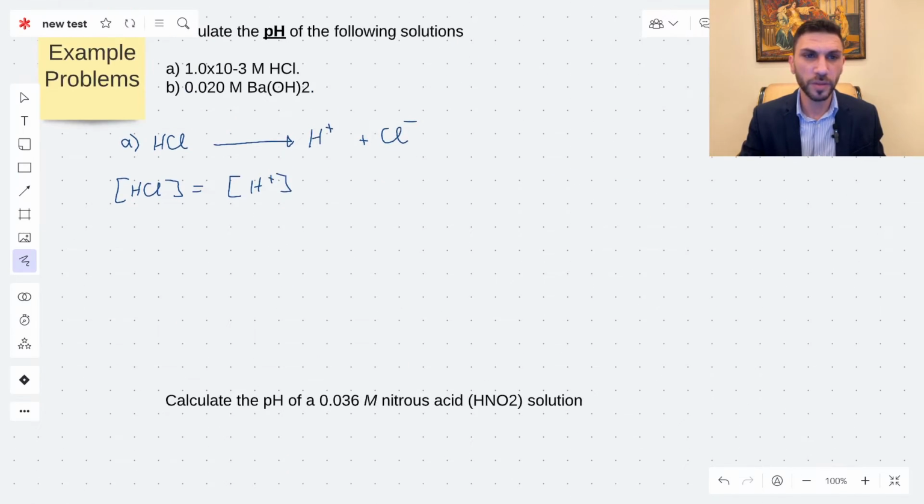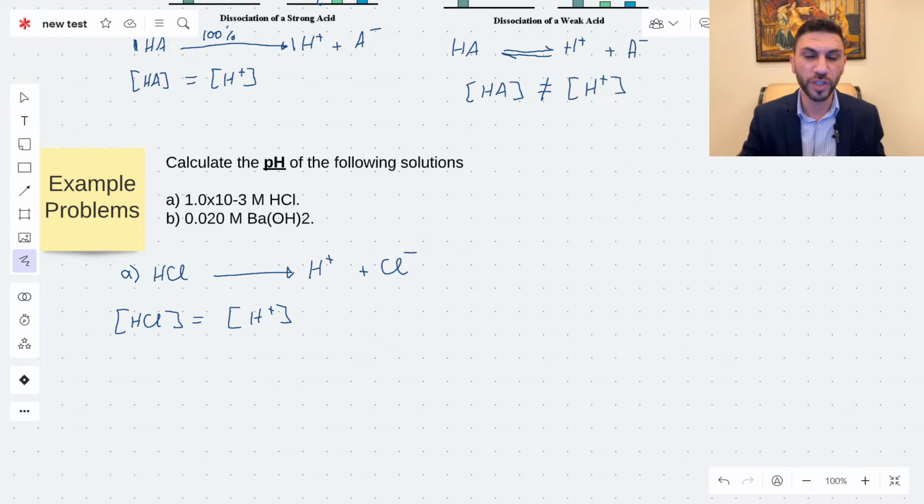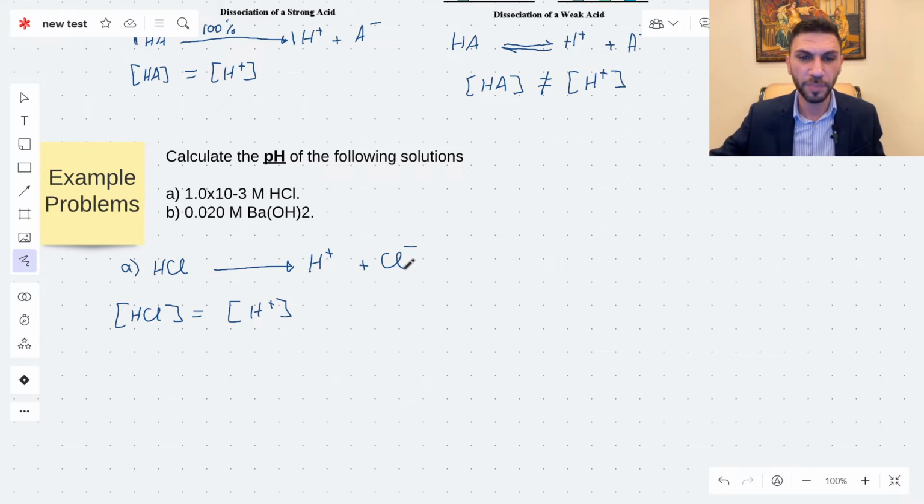Therefore, we now have the concentration of H positive, and we need the pH. That means the pH equals negative log the concentration of H positive, which equals negative log 1 times 10 to the power of negative 3, which equals 3. And as you can see, 3 is a very strong acid.